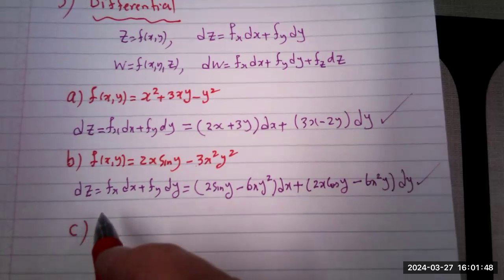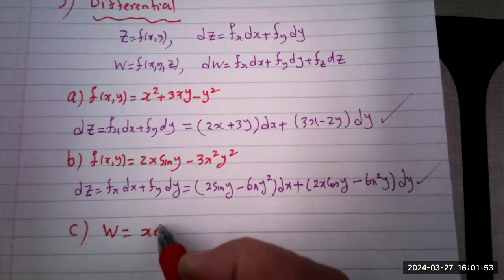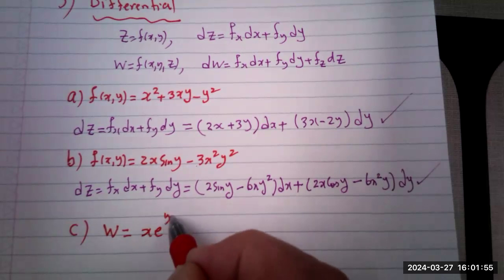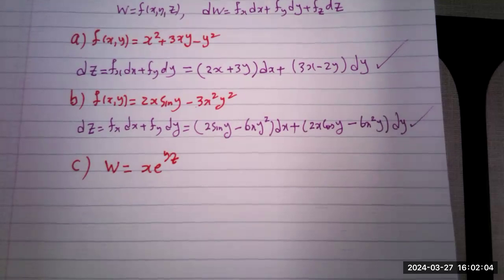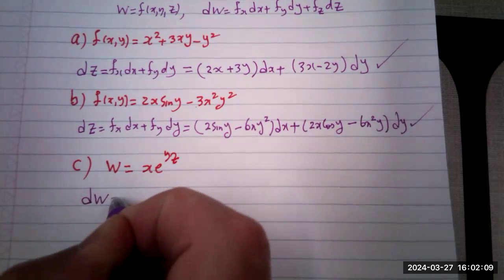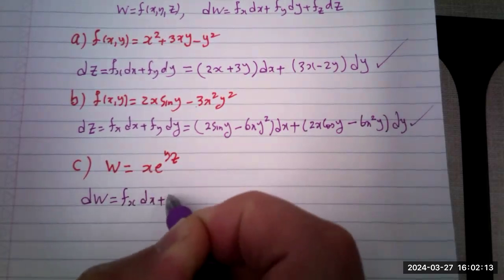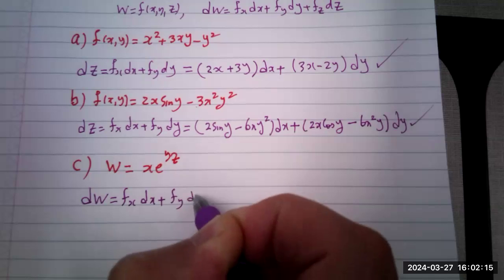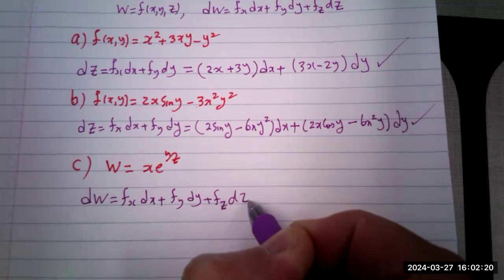The part C, let's say the function is w equals x e to the yz. We want to find the differential of this function. Okay, it doesn't matter. We have three variables, that's fine. So the differential of w is partial with respect to x times dx, partial with respect to y times dy, and the partial with respect to z times dz.